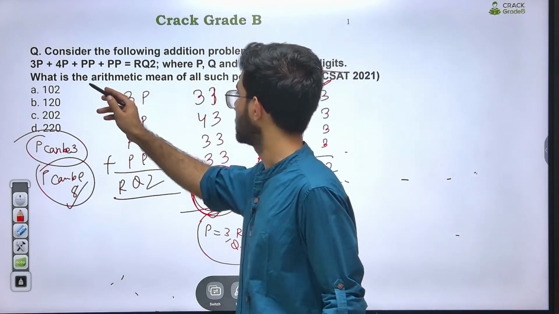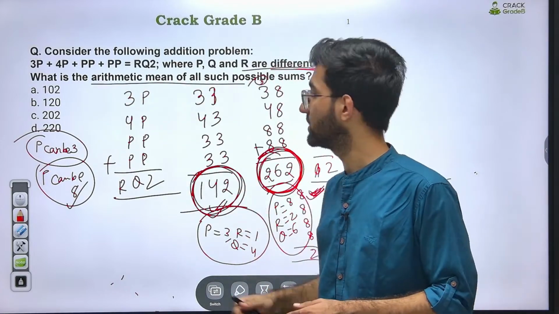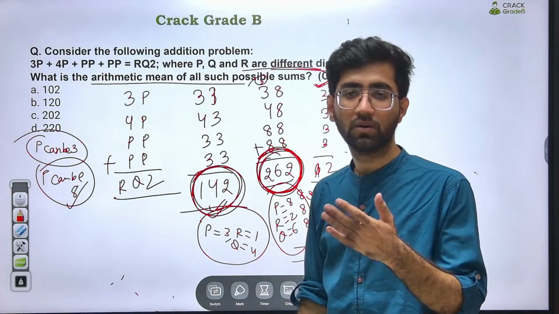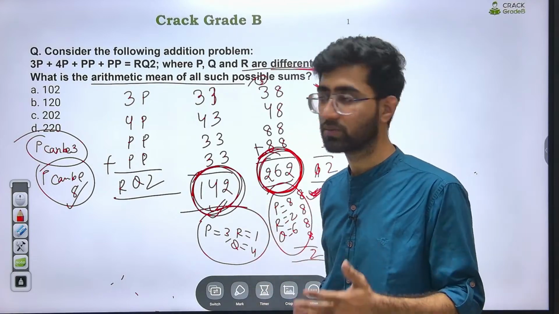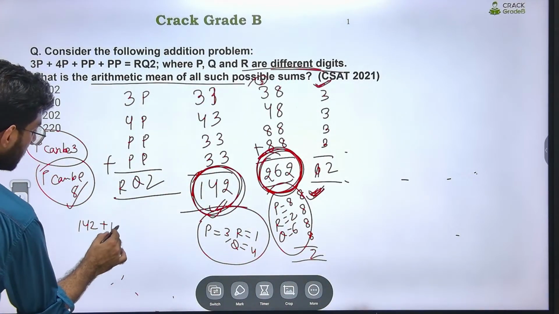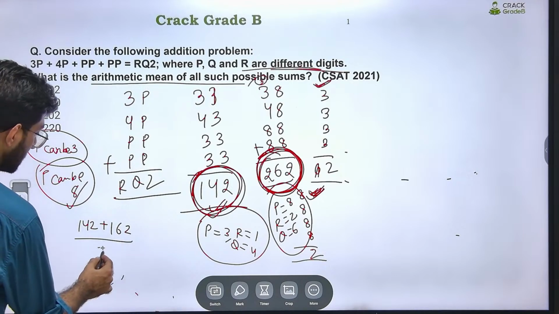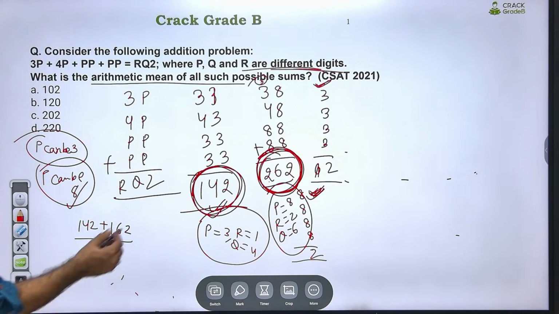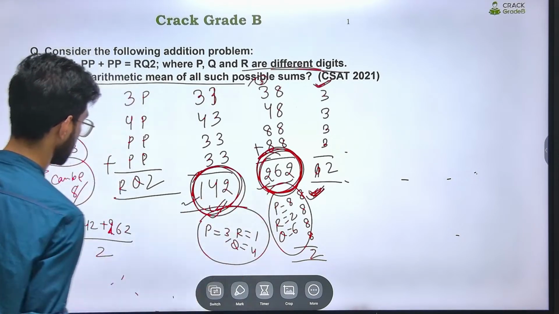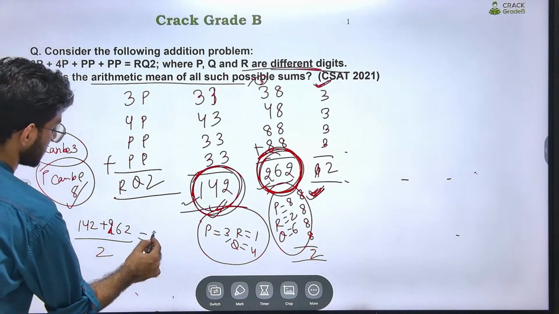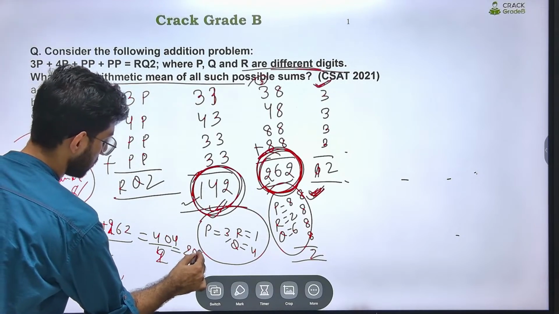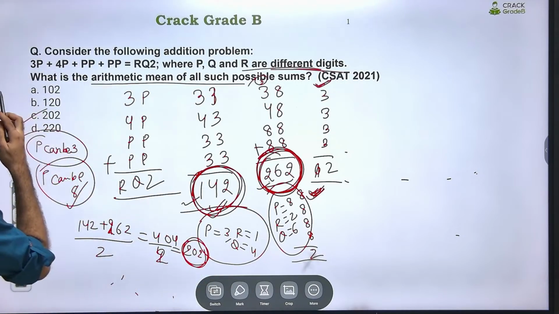Now read the question again. What is the arithmetic mean of all such possible sums? You have two possible sums, 142 and 262. So what is going to be the arithmetic mean? It is 142 plus 262 divided by 2. So this is equal to 404 divided by 2, that is equal to 202. So 202 is the correct answer.